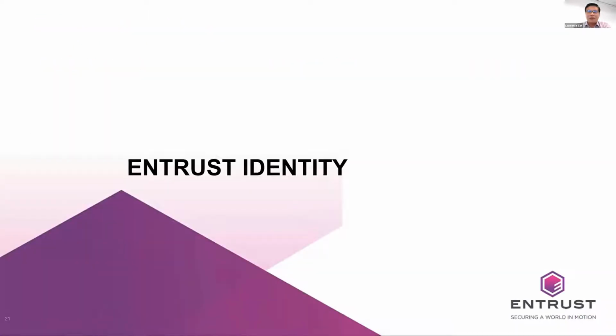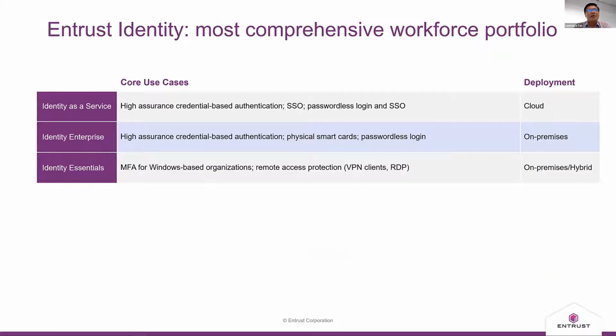So next I will just provide a brief of what Entrust Identity can offer. Entrust Identity has different types of deployment methods. It can be cloud-based, which is Identity as a Service. It can be on-prem, or Identity Enterprise, which is used for high assurance. It can also be used for passwordless or for financial institutions, similar to what the cloud can offer. And then Identity Essentials is a Windows-based VPN or remote access protection.